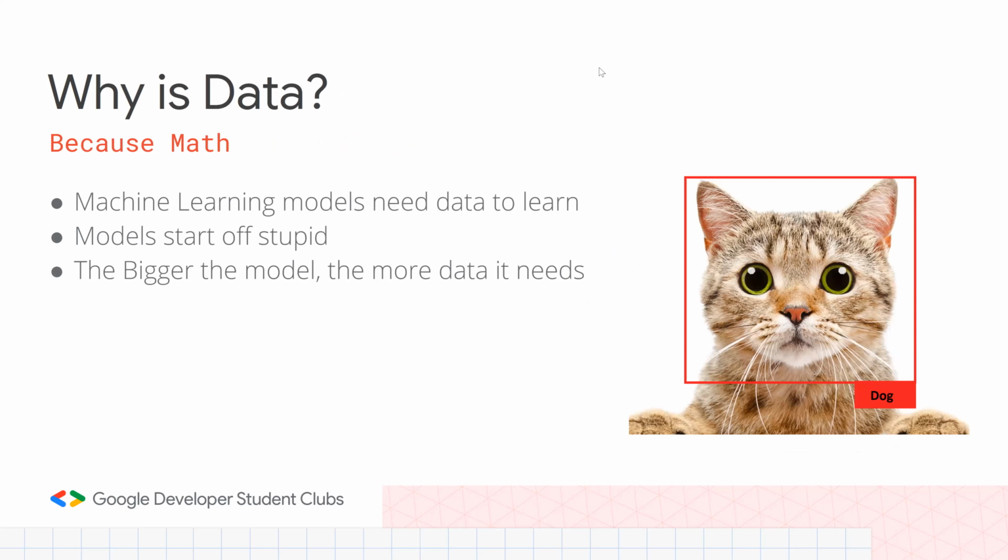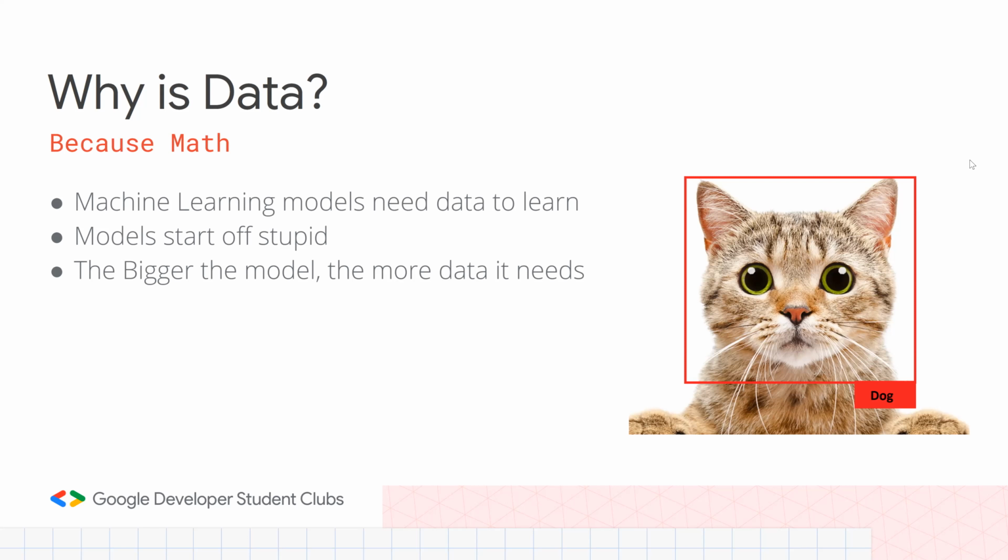Next slide. Right. So why is data? Well, because math. Machine learning models need data to learn. We just kind of went over that. Whether you're doing a classification model or a regression model, classification just means trying to tell whether something is a cat or a dog, so classifying it into categories. You need data for that. You need data to start from.